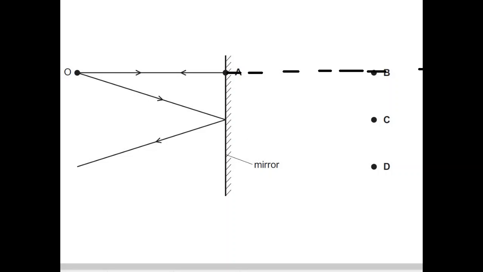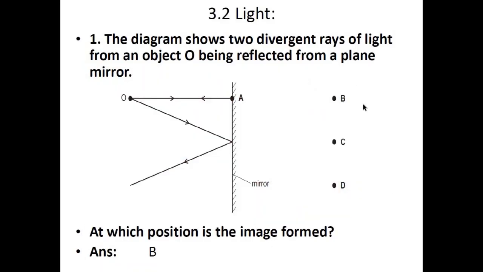This is at around a 45 degree angle. We have to extrapolate it in the same direction. As you can see, both these lines are meeting around B, so B would be our answer: at point B our image would be formed.